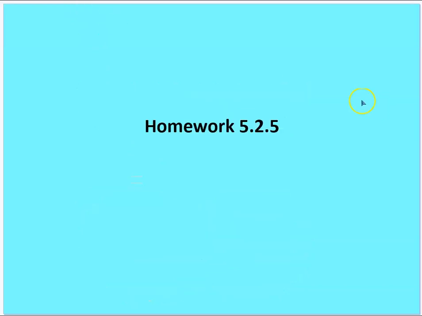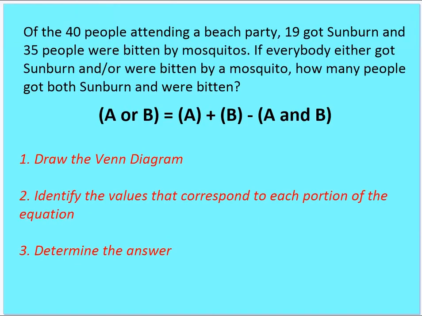All right, so this brings us to homework 5.2.5. Of 40 people attending a beach party, 19 got sunburned and 35 people were bitten by mosquitoes. If everybody either got sunburned and or were bitten by mosquitoes, how many people got both sunburned and were bitten? So please copy this down, answer the question, and then we're going to move on.